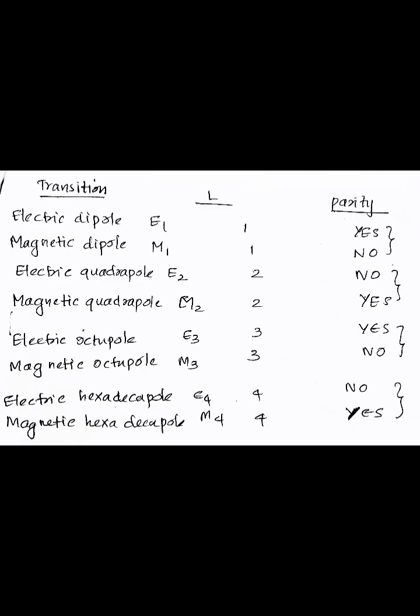Electric octopole E3, L is equal to 3, parity is yes. Magnetic octopole M3, L is equal to 3, parity is no. Electric hexadecapole E4, L is equal to 4 and parity is no. Magnetic hexadecapole M4, L is equal to 4 and parity is yes.